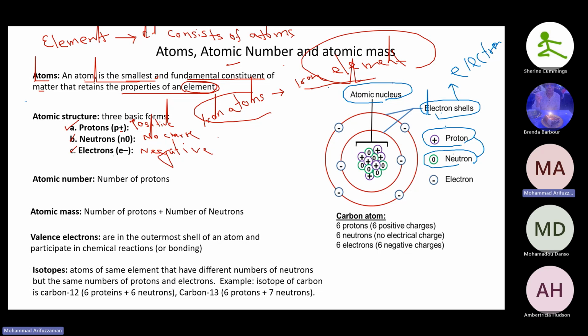Now you can see here the proton and neutron form the atomic nucleus and the electrons are around in the shell, which is called the electron shell. Any questions about the atomic structure, please? So the atom has two parts, nucleus and shell. So the nucleus contains proton and neutron, and the electron shell carries electrons. Is it clear?